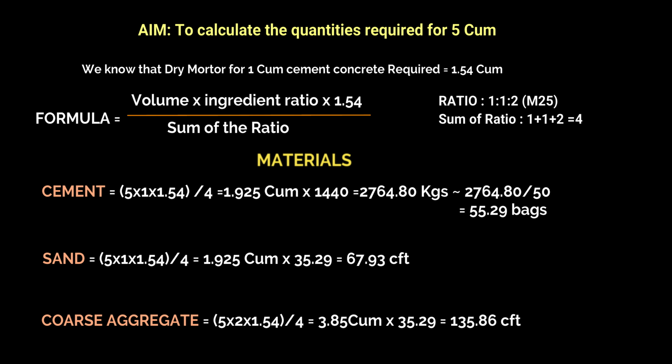This is the process of calculating any of the mixes, friends, that is M5, M10, M15, M12.5, anything. You can calculate any of the mixes. We just have to consider the volume and ingredient ratio. Ingredient ratio is very important, so you have to check it thoroughly. This is the process of calculating, and this is today's topic.